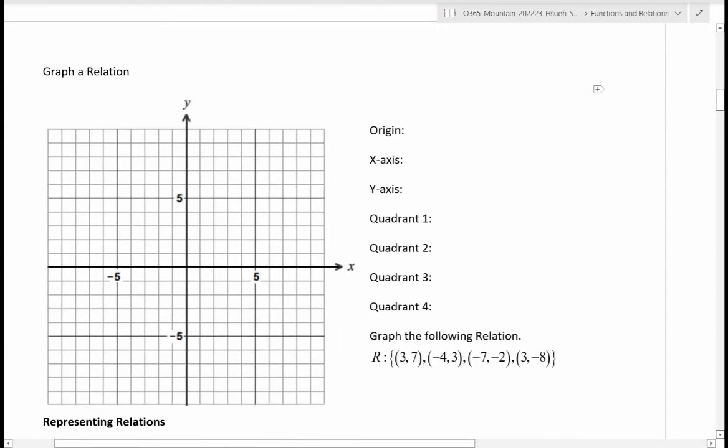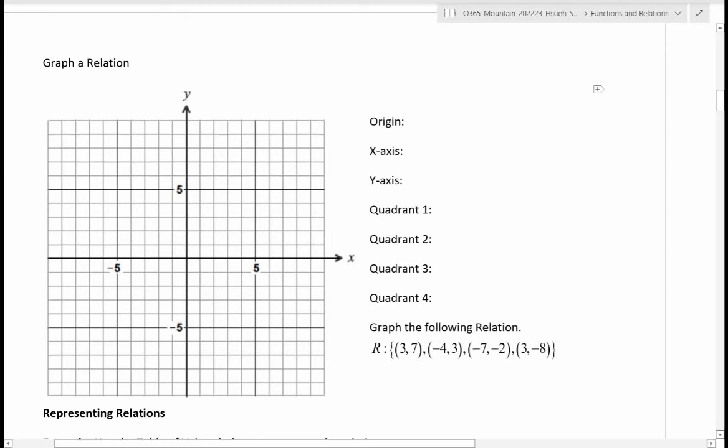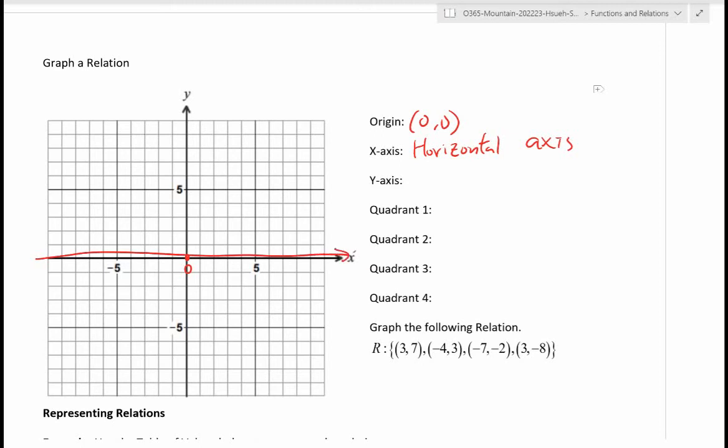Graphing. Okay, so we've done some graphs in Math 8 and 9. Let's quickly review the Cartesian grid right here. Okay, so origin, remember, is just the point 0, 0. That is right here. Here's the origin, right? X-axis is the horizontal axis. You can see it's right here. Here's the x-axis, right? The y-axis is the vertical axis. And that's this one right here. That's your vertical axis.